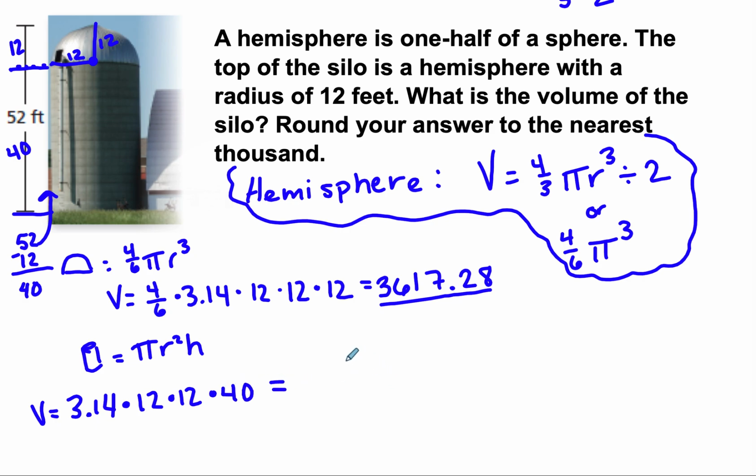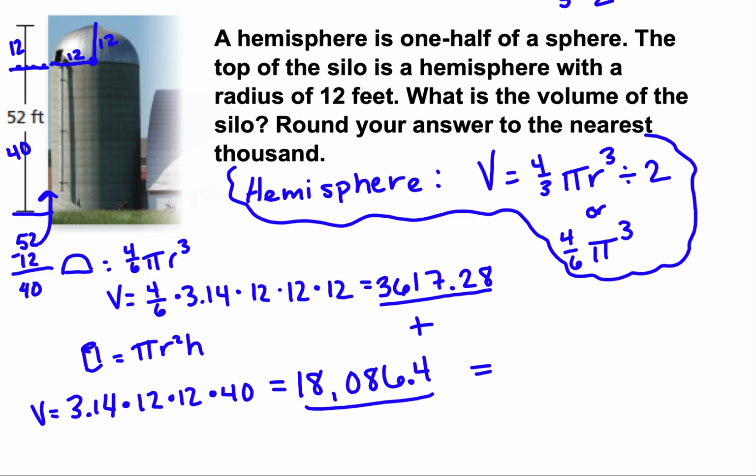All right, so let's see, 3.14 times 12 times 12 times 40 equals 18,086. Okay, so this underlined portion is my hemisphere. This underlined portion is my cylinder. I need them together, so I'm going to go ahead and add my two underlined numbers together.